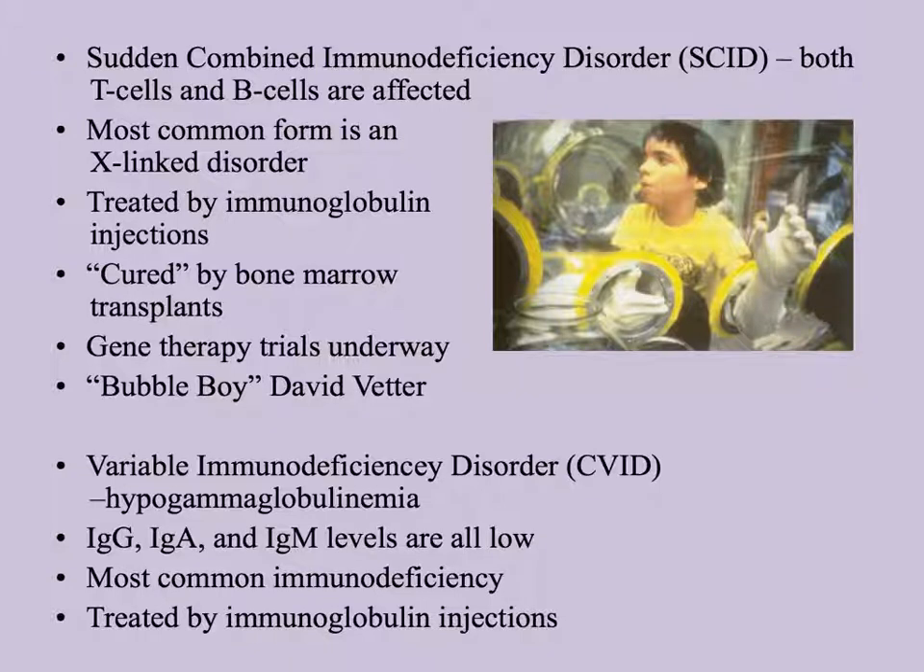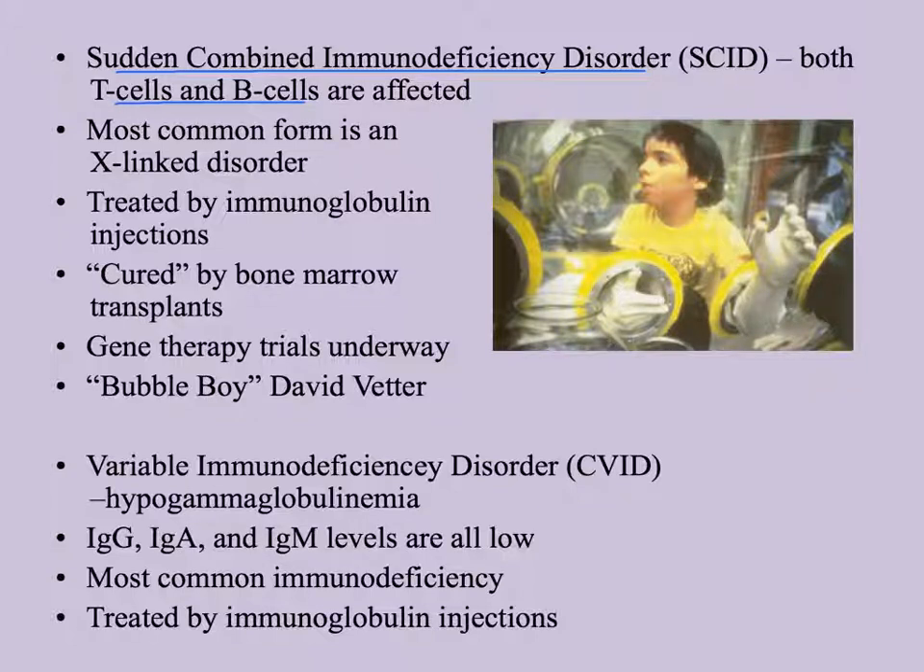You may have heard of the boy in a plastic bubble. This was based on a person from the 1970s who was born and lived his 12 years of life in a very, very sterile environment while they were trying to get a bone marrow match to allow him to develop a functioning immune system, which did not succeed. But this person that has essentially no immune system because both T cells and B cells are affected has severe combined immunodeficiency disorder called SCID.